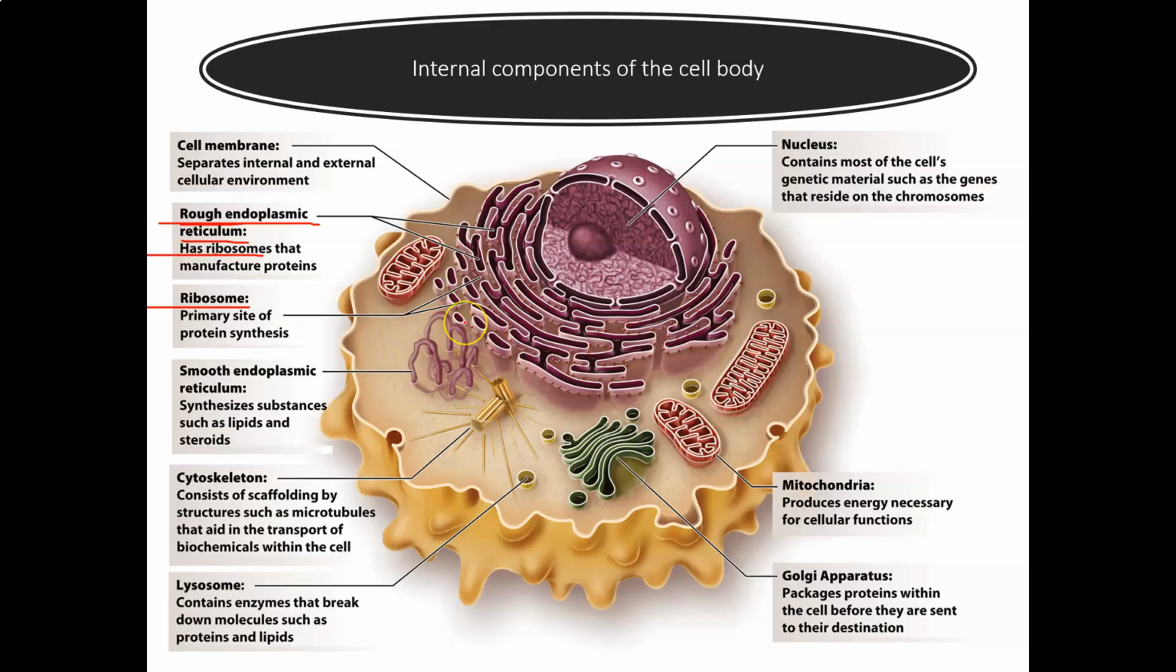Sitting outside of the rough endoplasmic reticulum is something called smooth endoplasmic reticulum. It's called smooth because it's not studded with ribosomes the way the rough endoplasmic reticulum is. This particular organelle is responsible for making things like fats and steroids. An example of a steroid is our hormones, estrogen and progesterone, but not all cells produce those steroid hormones.